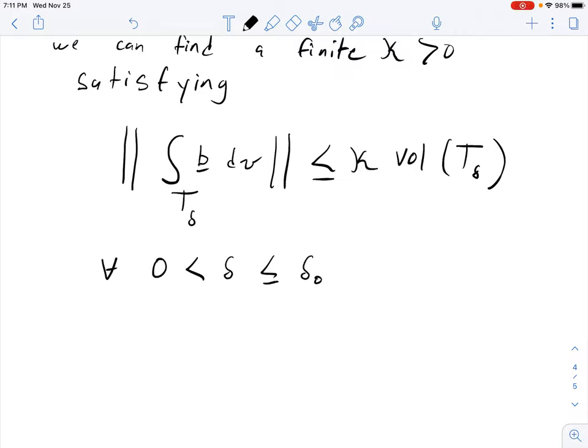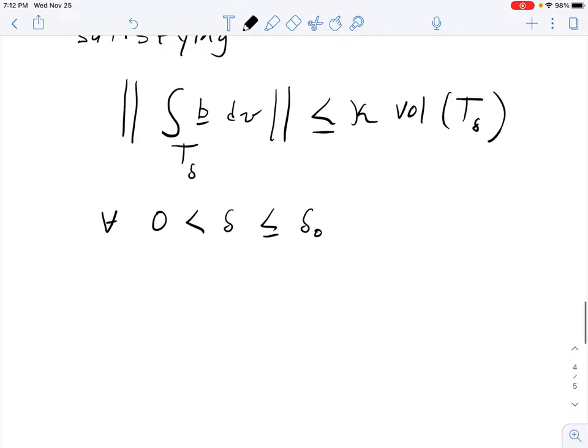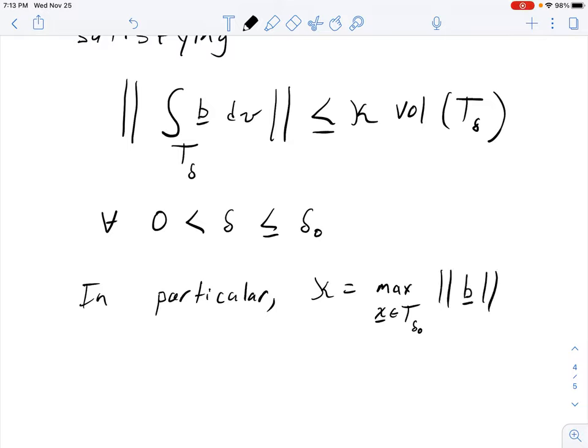So delta naught is fixed, and we're just saying that we can find a kappa that's always going to be the case. You should look at that with a little suspicion, if you have taken real analysis before, like, well, but things can be continuous but not absolutely continuous and so on. And then it's like, okay, if I can find some kappa that satisfies that, then I will myself be satisfied with this stipulation. And so, well, let's pick kappa equal the maximum value of x in T delta naught, the big one, of the magnitude of B. That'll do it.